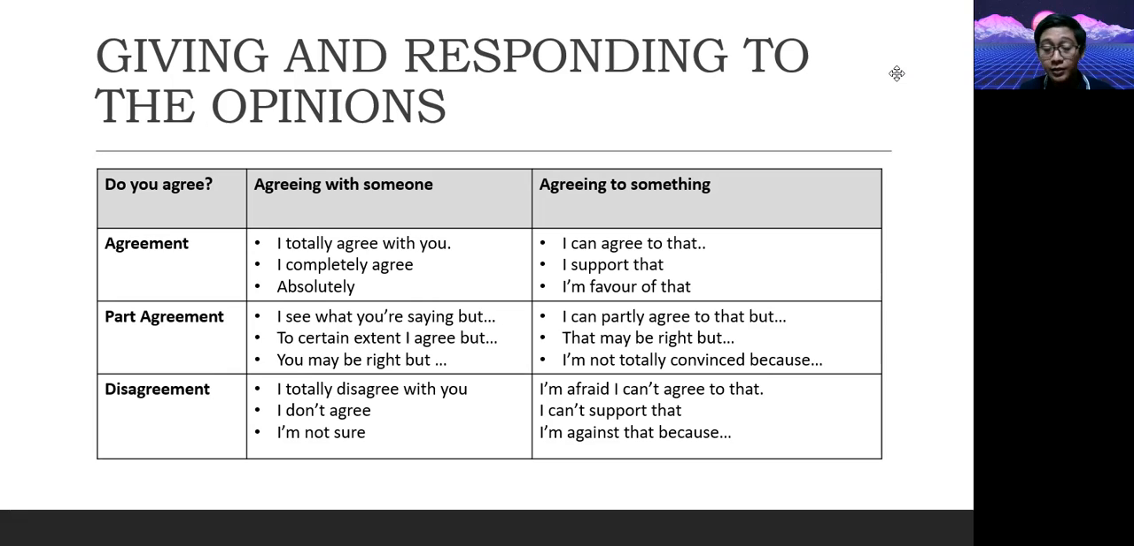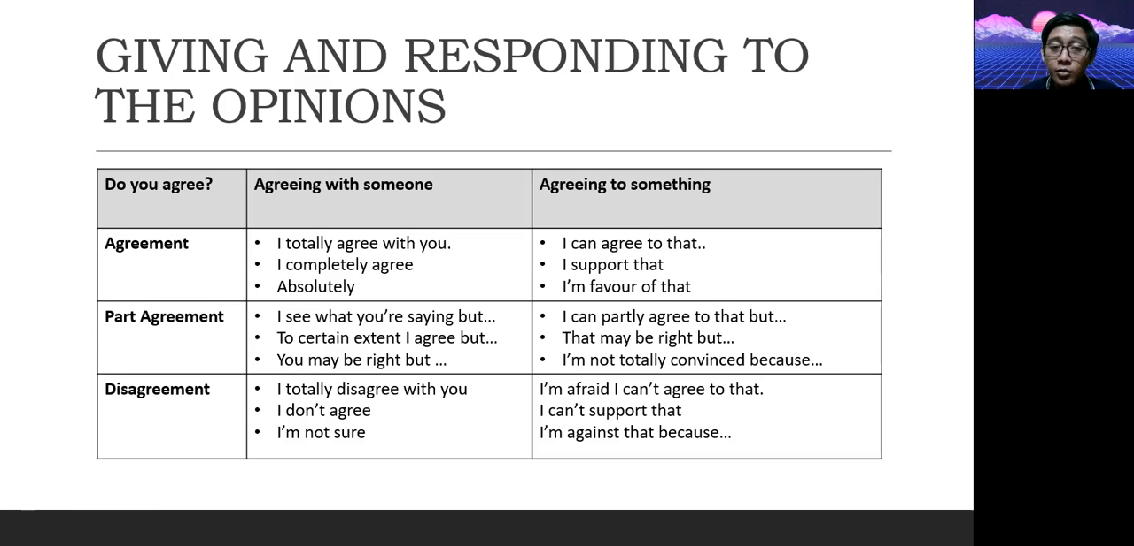Then these are the expressions if you respond to someone's opinion. As we can see here, there are some parts of the agreement. For example, you fully agree, you partly agree, or you disagree with someone or something. Let's start with the agreement. Now, the first one is agreeing with someone.